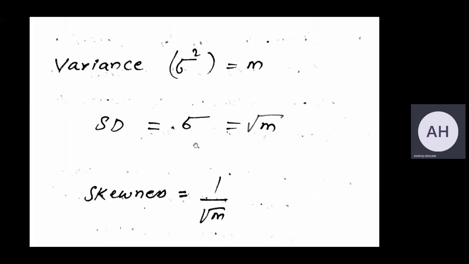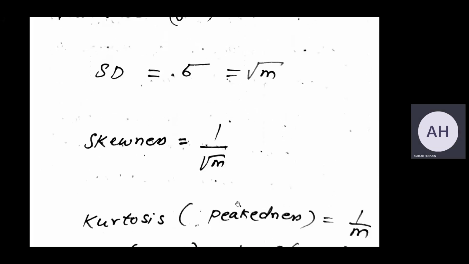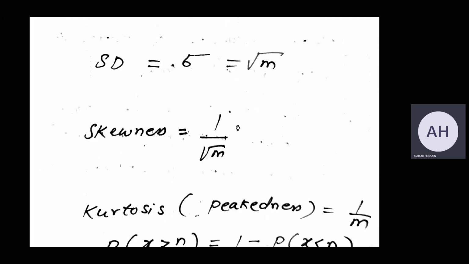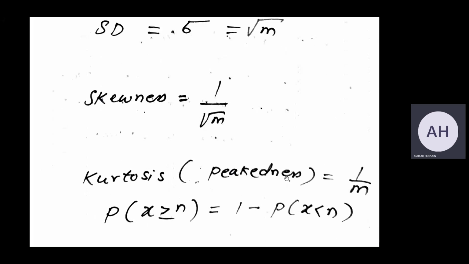In order to work with the Poisson distribution, you should remember these things. The variance sigma square is also equal to m, and the standard deviation is equal to sigma, which is the square root of m. The skewness is the inverse of the standard deviation, that is 1 by root m. Then kurtosis, the peak at these values, is also the reciprocal of the mean or number of successful trials.